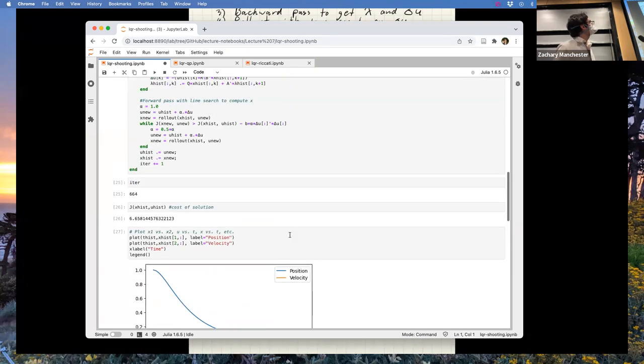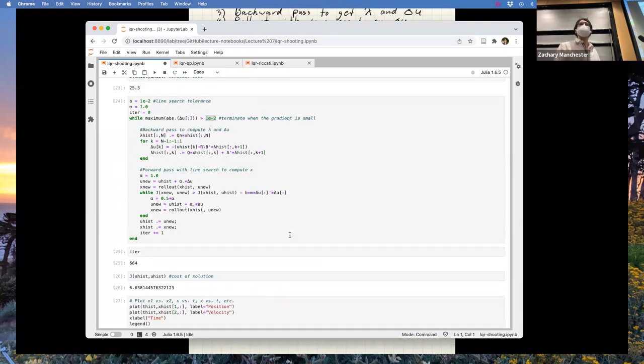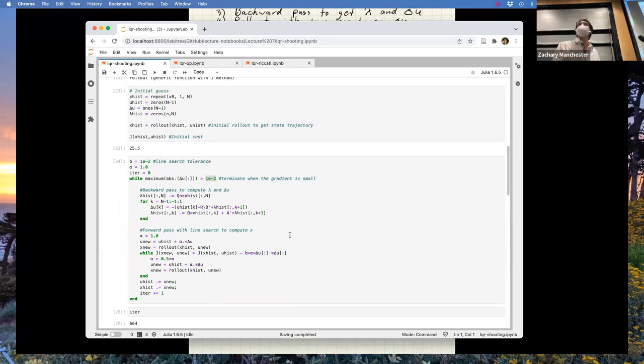Let's see, what should we do with this? We don't have any requests. Change cost functions, change anything you want.